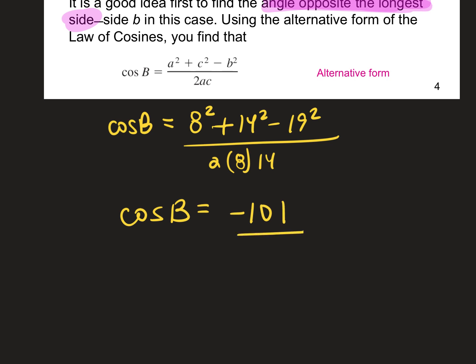Did you add them all? Just throw it in there again. And then on the denominator, what is 2 times 8 times 14? 224. Everybody with me?